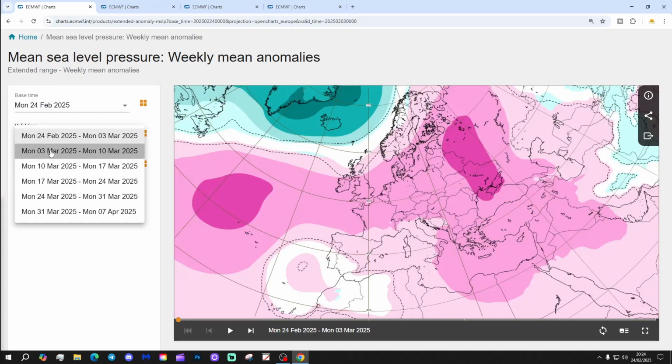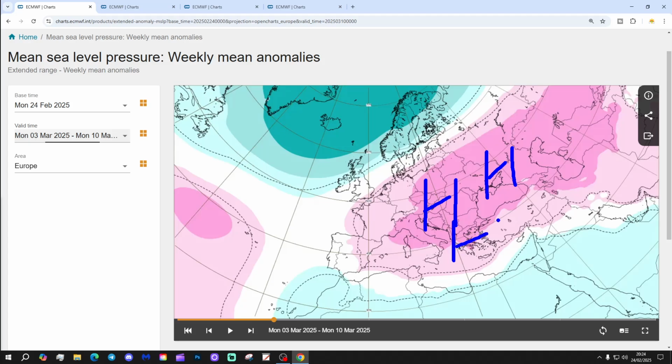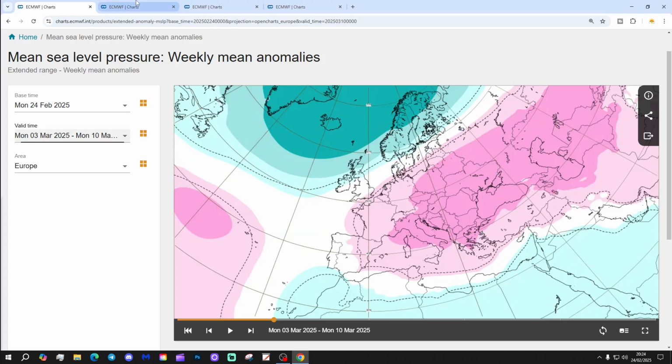Week 2 is the 3rd through to the 10th of March. And this week sees high pressure, particularly through central and eastern parts of Europe, actually, and down into the southern portion of Europe. Low pressure in the North Atlantic, along the jet stream, doing something a little bit like that.